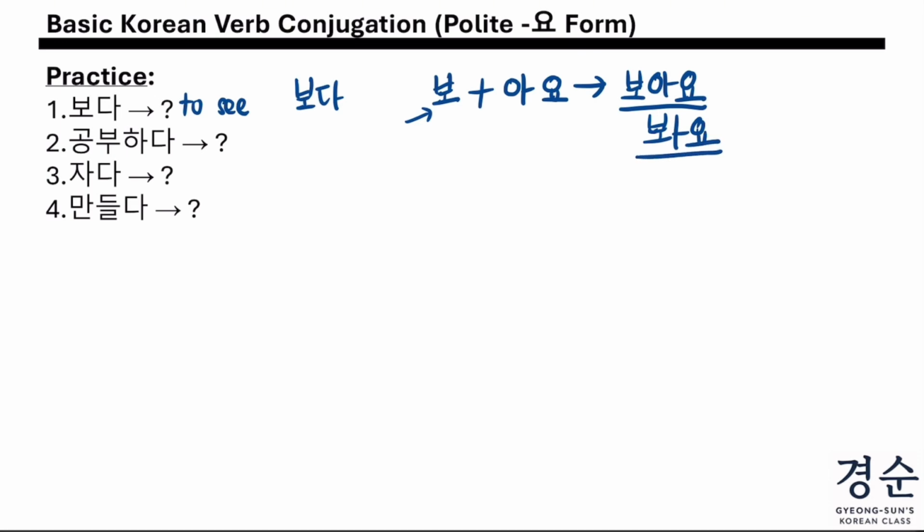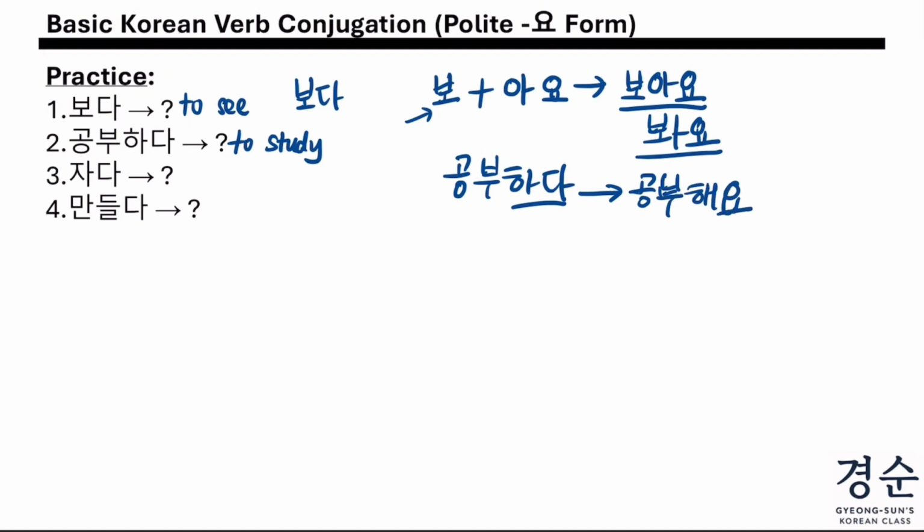Okay, and next we have 공부하다, which is to study. And now you will find the hack here. 공부하다. So as mentioned, for 하다, simply it becomes 해요. So we keep 공부 and you add 해요 to study. 공부해요, right? And 자다, which means to sleep. 자다 is similar to 가다, so it just becomes 자요.